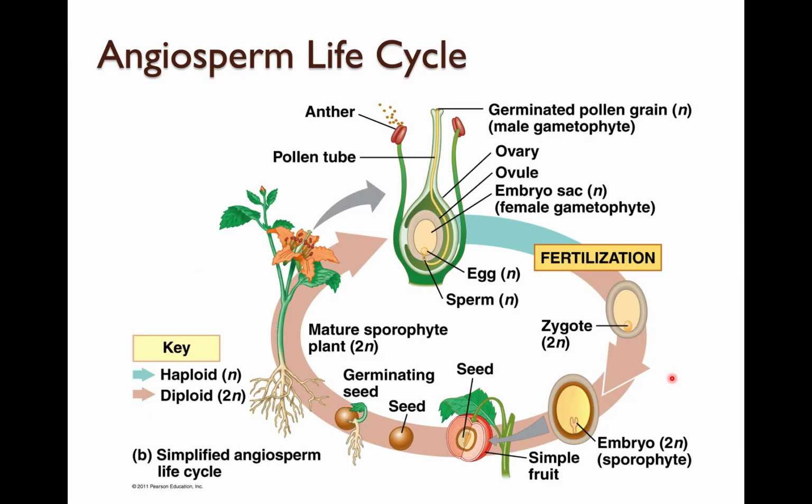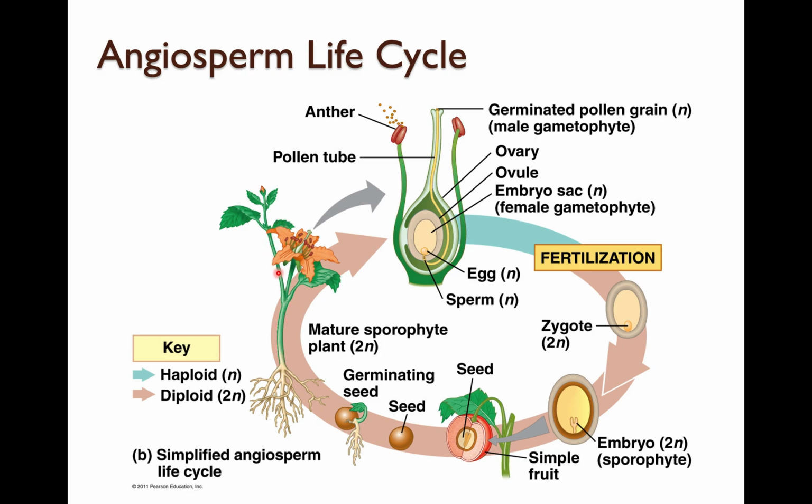This is the life cycle of angiosperms. Angiosperms alternate between a diploid state and a haploid state. So in looking at this diagram, you have to start down at the bottom where you see the seed, and it starts to grow, and as a germinating seed, you'll see the roots and the shoots come out. And this big plant is the mature sporophyte plant. It is diploid, or 2N.